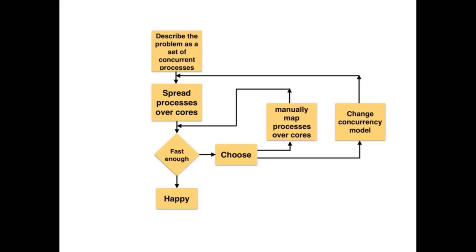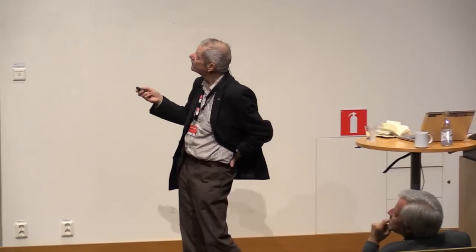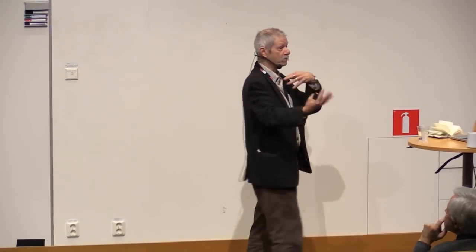And then what do you do? Well, what the Erlang system does is to make that into an efficient program. The programmer does this first step here. Describe the problem as a set of concurrent processes. It's rather easy. Spread the processes over the cores that you've got available to do the job, and then you measure. And is it fast enough? Yep, you're happy. And if it's not fast enough, you've got 2 alternatives. You can manually map the processes over the cores, because you know more about it than anything else. Or you can change the concurrency model, maybe introduce more concurrency, or less, well, help it go.